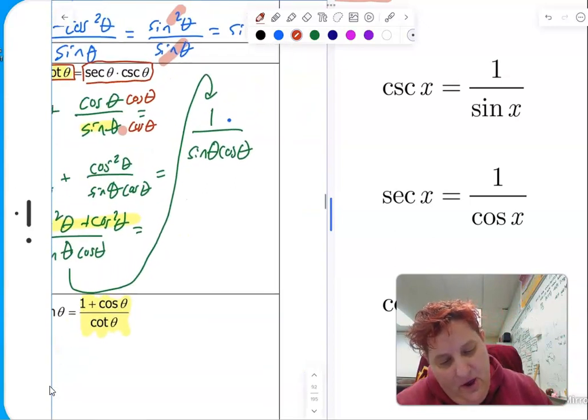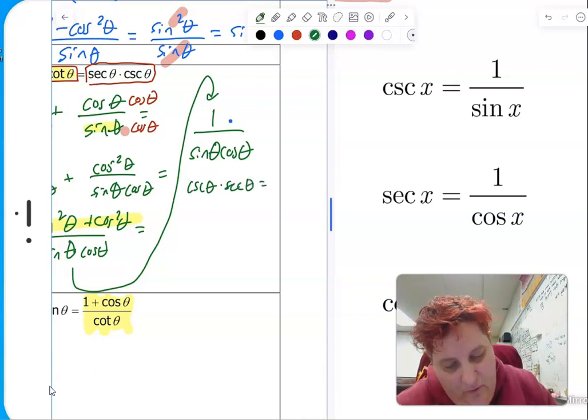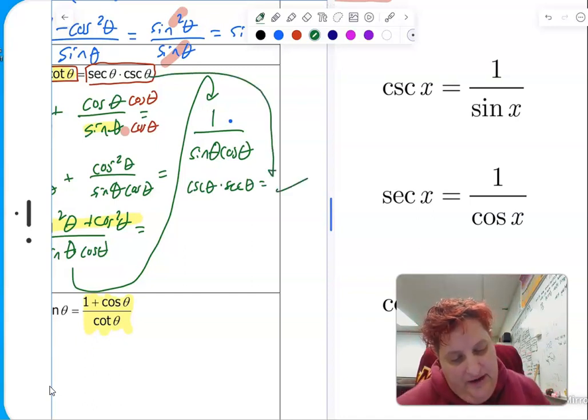Oh, where was I? Oh, it's 1 over sine cosine, and we know that 1 over sine is cosecant, and we know that 1 over cosine is secant, which is essentially what I'm looking for. Secant, cosecant, you can write it either way, but I'm good. Boop. Check, got that one. Okay?